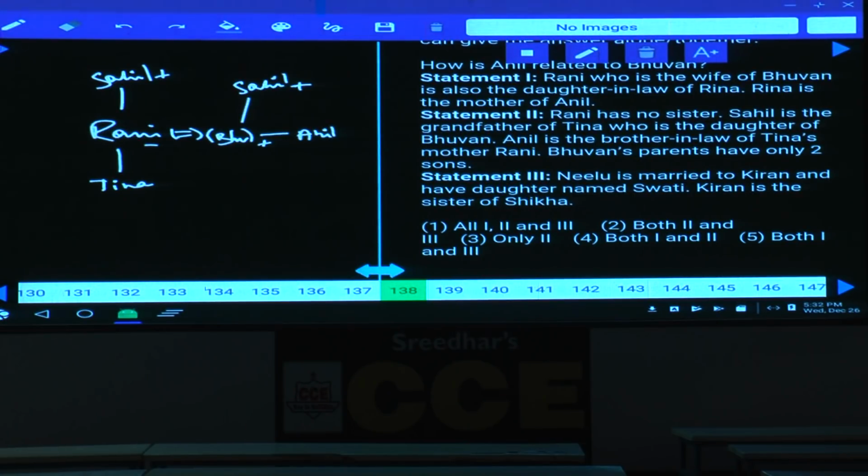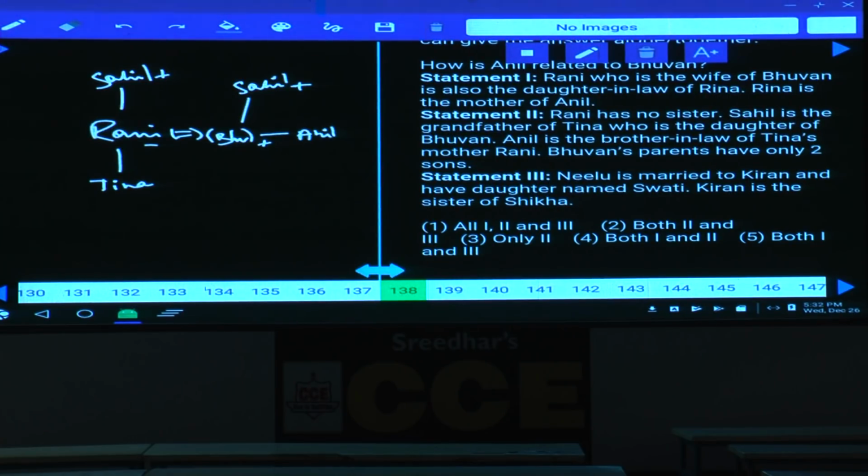And Bhuvan's parents have only 2 sons. Now where is Bhuvan here? Then who are those 2? Hence Bhuvan's parents have only 2 sons. Now tell me, with the help of this information, are we getting the answer or not? And what is the question here? How is Anil related to Bhuvan? In this question number 138, are we getting the answer or not?